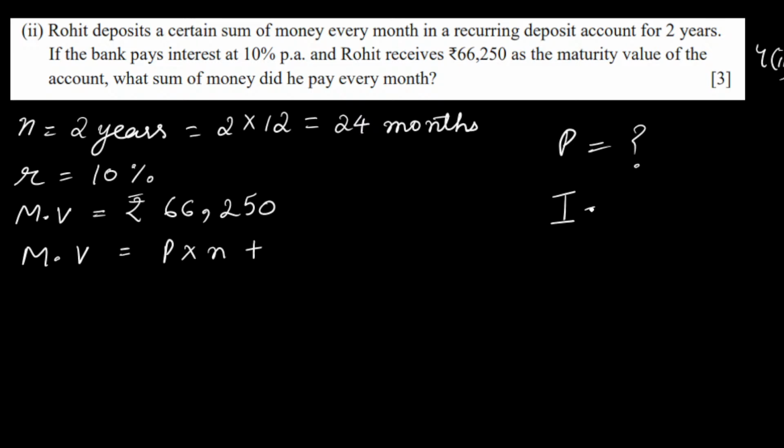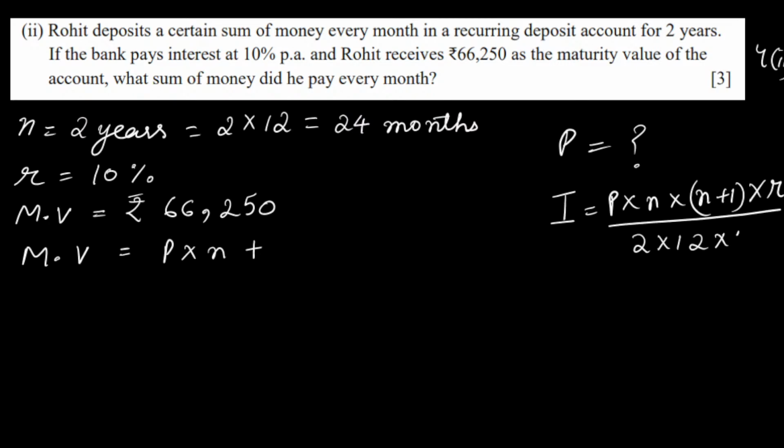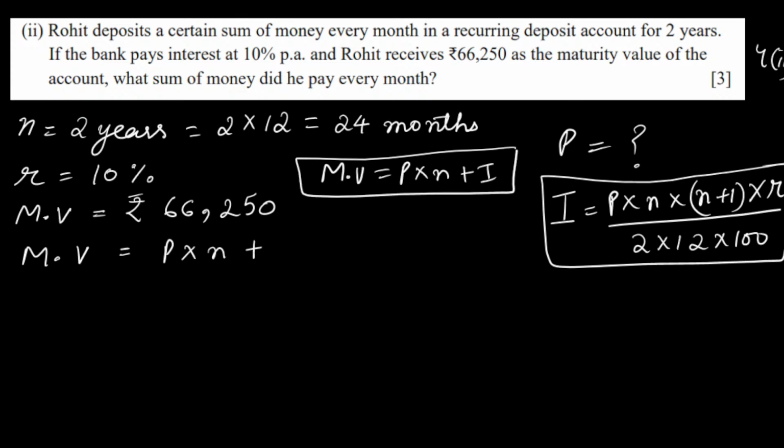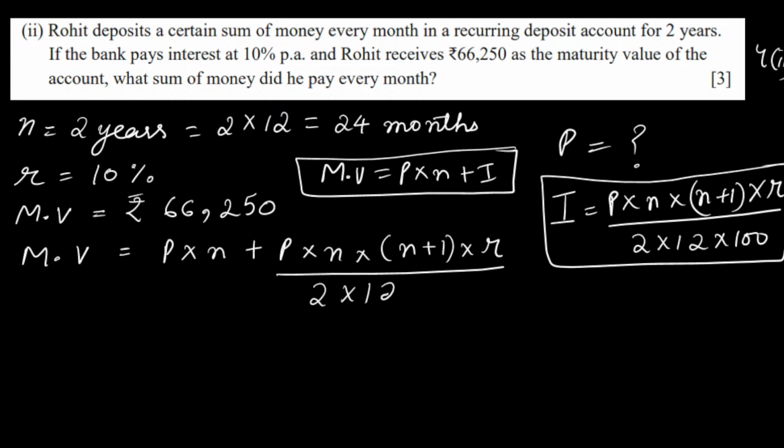So instead of I, I will be writing I's formula. I is interest. Interest formula is P into n into n plus 1 into R by 2 into 12 into 100. So instead of I here I will be writing its formula. So MV is P into n plus I. In I's place I am writing its formula, P into n plus 1 into R by 2 into 12 into 100.